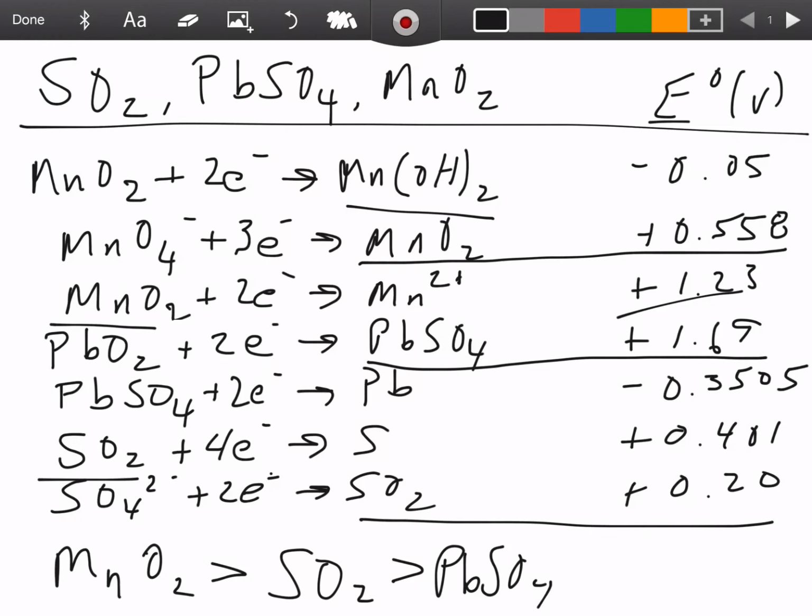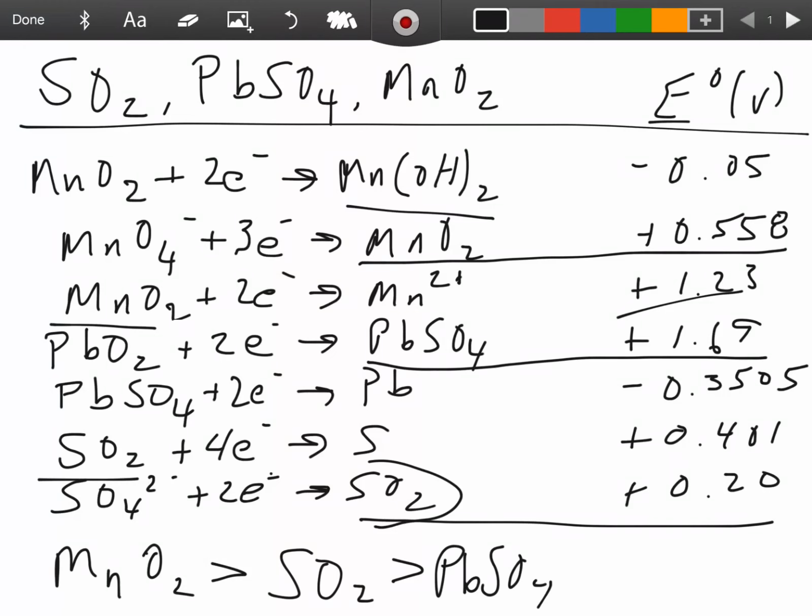We need to be a little bit careful here, because what I'm proposing is to turn these reactions around so that the MnO2 goes to MnO4 minus plus 3 electrons. If that's the case, that's a negative 0.558 volts. The lead sulfate, if I turn that one around, is a negative 1.69 volts. And the SO2, if I turn that one around, is a negative 0.2 volts. None of those are positive values, but the one that is the most positive is the SO2.